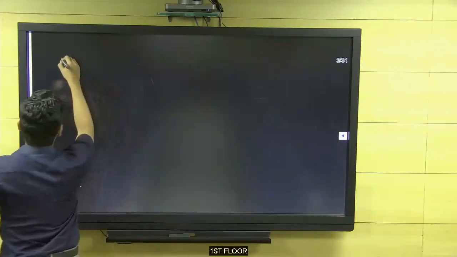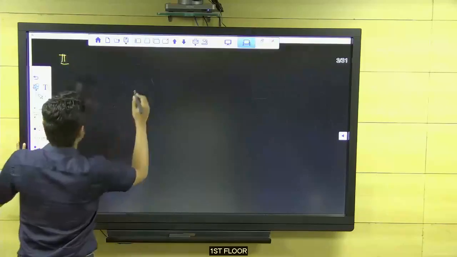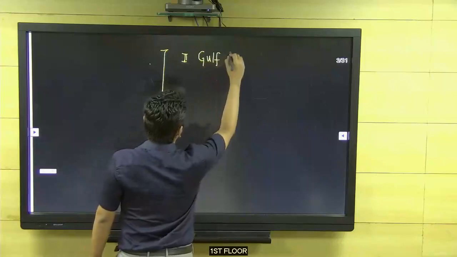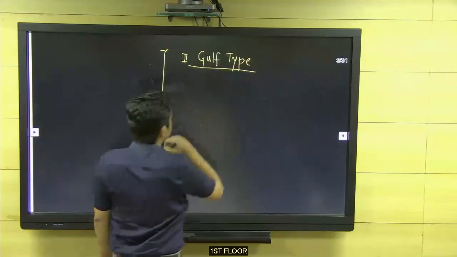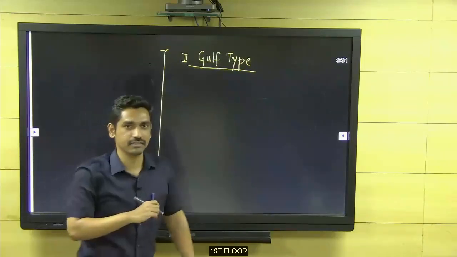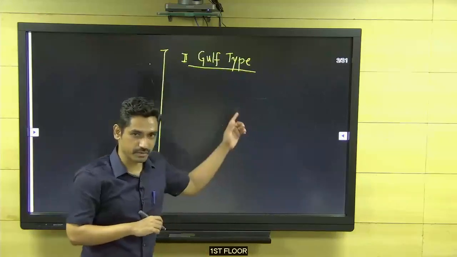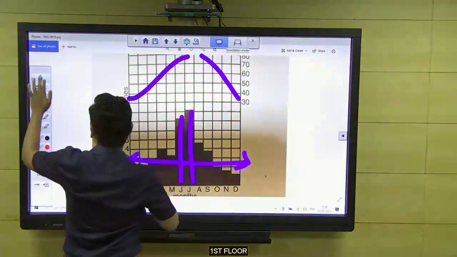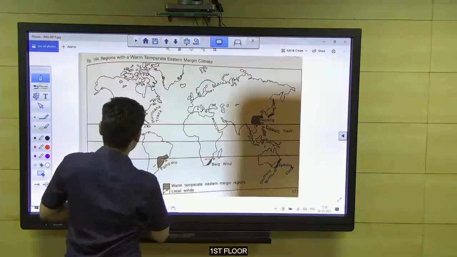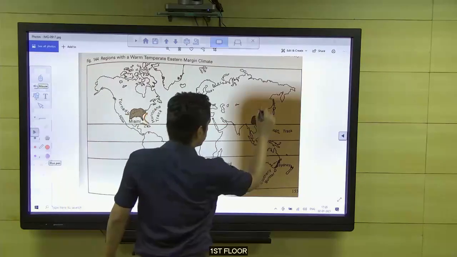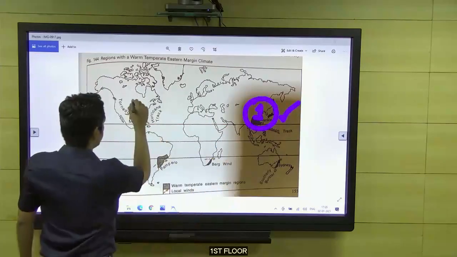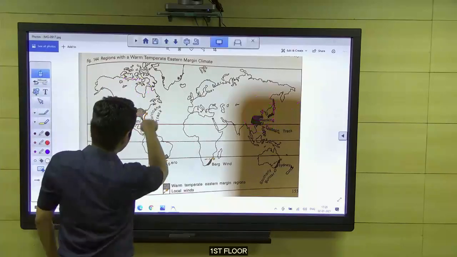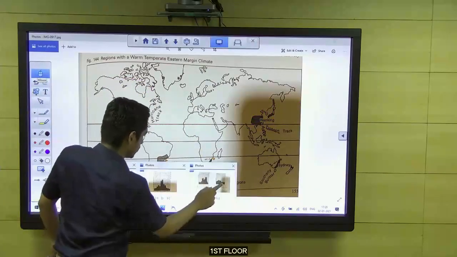So the second type is called the Gulf type. Let me write Gulf type here. Number 2, Gulf type. Now, usually when you use the word Gulf, especially in Kerala, it means the Persian Gulf. But we are not talking about the Persian Gulf right here. We are talking about the Gulf of Mexico. So this is type 1, which we just saw right now. The second variation is right here in the United States of America. That's the variation. So let me show the climograph. Number 2. So Gulf means Gulf of Mexico, not Persian Gulf.